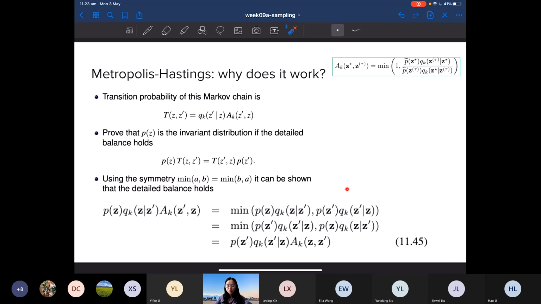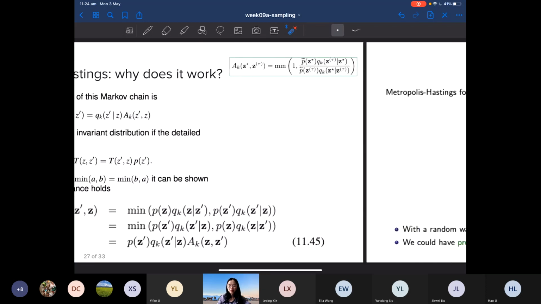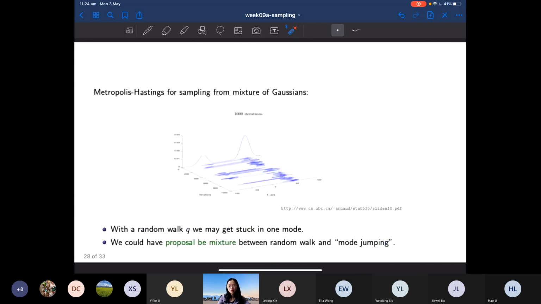Well, plugging T into this expression, we can show this by making use of the symmetry property of the minimum argument, right? So we won't do this. Feel free to do it offline. I wanted to say that what are non-trivial transition probabilities?